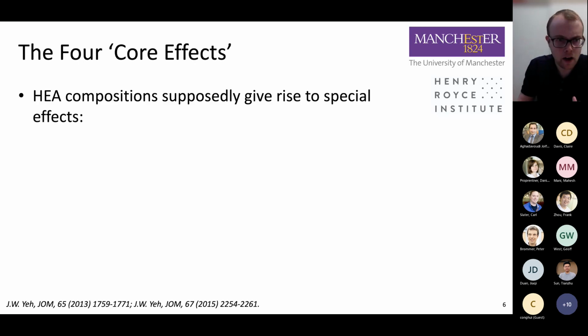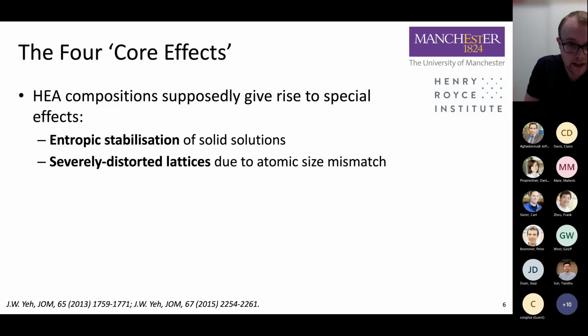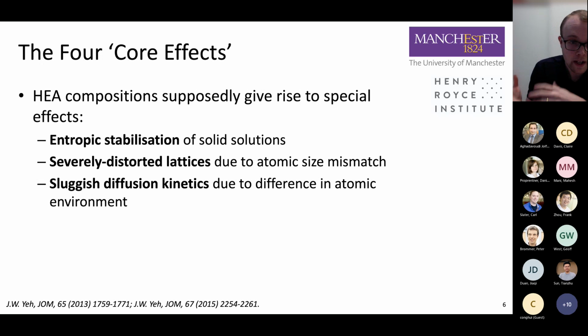High-entropy alloys and their compositions are supposed to give rise to special effects, and there are 4 of these effects, referred to as the core effects. They are that the solid solutions should be entropically stabilized, that they should have severely distorted lattices because we've got lots of different atoms of different sizes, and that they should have sluggish diffusion kinetics due to differences in atomic environment as we move through the lattice.